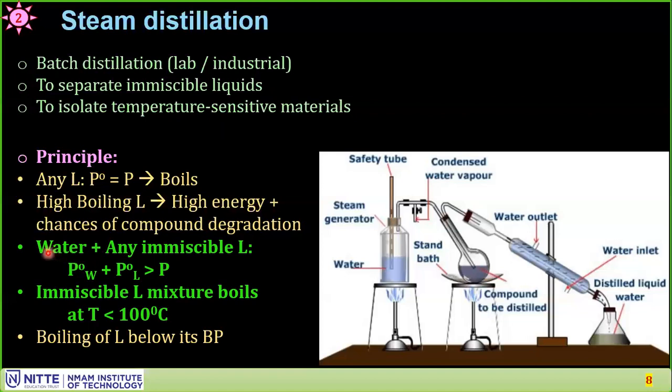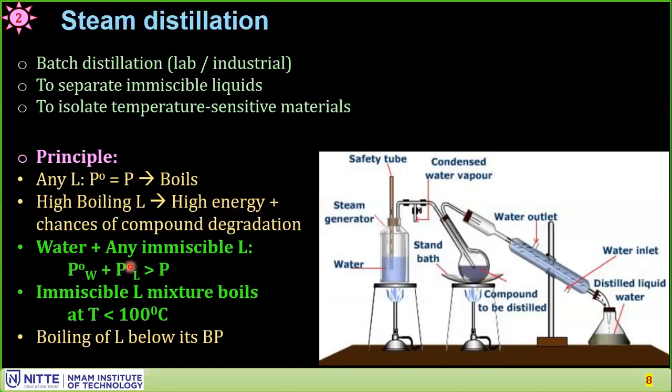We will add one extra component, that is water. This water, when it comes in contact with this liquid, this particular liquid is immiscible with water. When you mix two immiscible liquids, one is water, another your compound of interest, it's in the liquid phase, and you boil it, they have their own individual vapor pressures, vapor pressure of water, vapor pressure of that individual liquid.